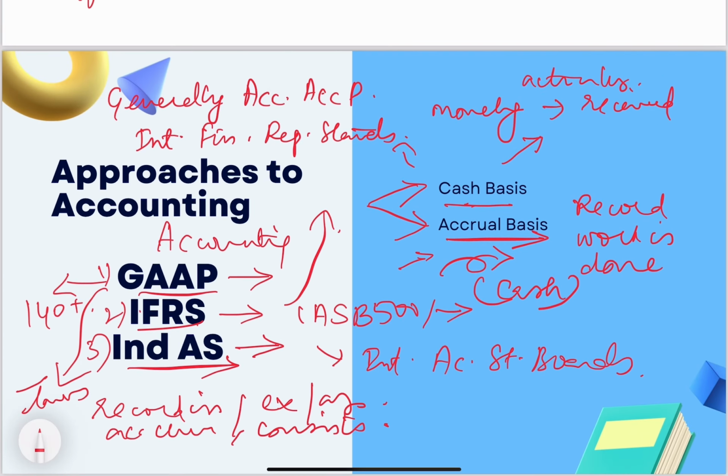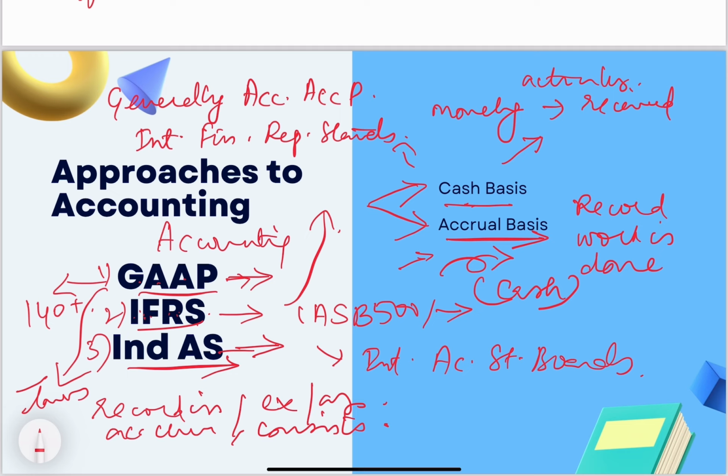So what is GAAP, IFRS, INDAS? GAAP is generally accepted accounting principles. IFRS is International Financial Reporting Standards. INDAS is Indian Accounting Standards. GAAP is different for each country, IFRS is for global countries, and INDAS is for large Indian companies. So GAAP has its own national rules, IFRS has a standard international rule, and INDAS is based on IFRS.